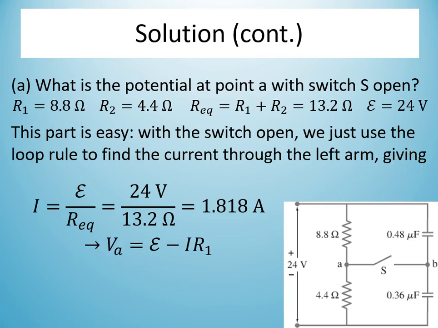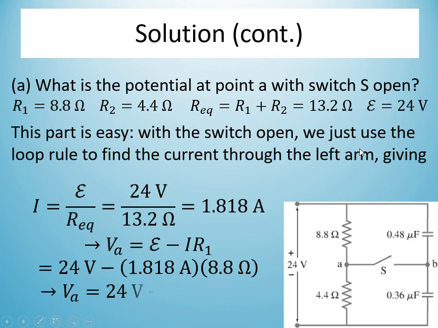So now, to figure out the potential at point A, we realize that, by the loop rule, we're going to start off with 24 volts, our EMF, and we're going to go down a waterfall here, an IR right here. We're going to lose that, so that 24 volts minus this IR is going to be the potential at A. So when we shove those numbers in, we get the potential at A is 8 volts.